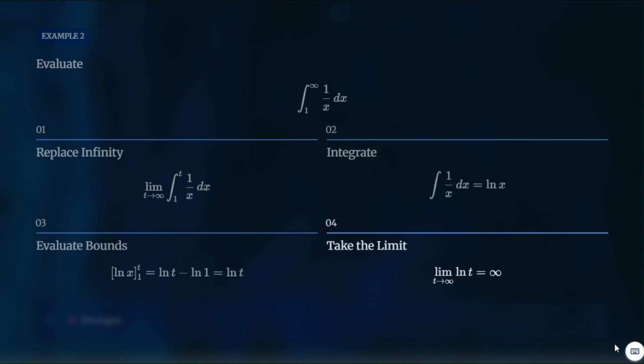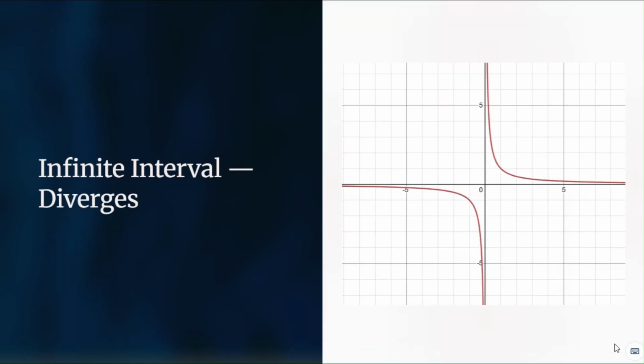Now we can take the limit. As t approaches infinity, ln t will approach infinity. So in this case, it diverges. Even though 1 over x shrinks down towards 0, it doesn't shrink fast enough. The area still grows without bound.